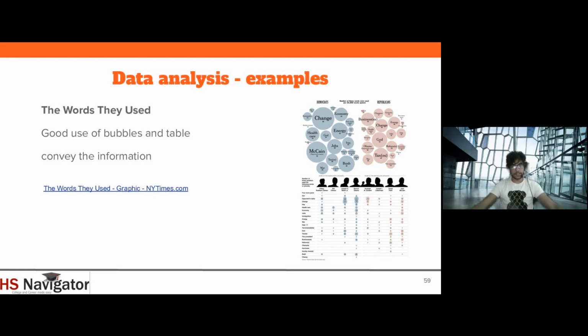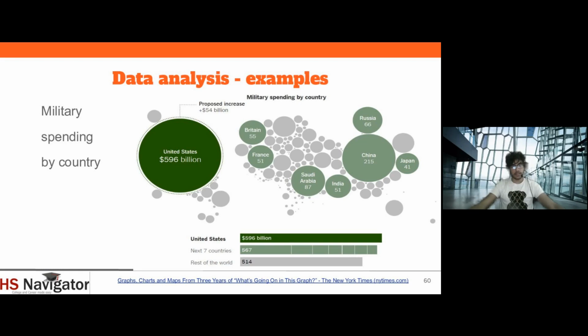And here are some other examples of data analysis. The words they used, good use of bubbles and a table to convey the information. As you can see, the bigger bubbles include words that are used more often, and smaller bubbles are less often, and that's just a great way to represent this type of data. Another example is military spending by country. As you can see, the bigger the circle, the more the military spending. And you can easily tell from this that the US spends the most on the military. Coming after that is China, and so on.